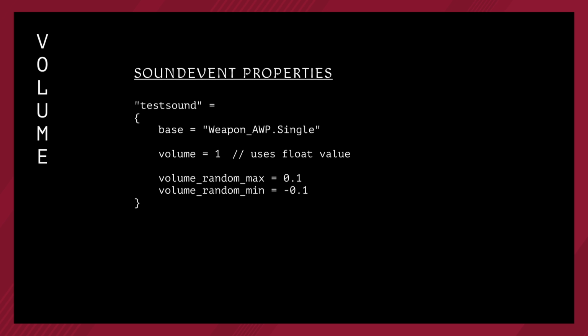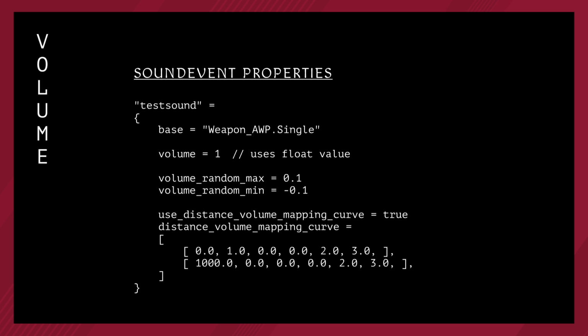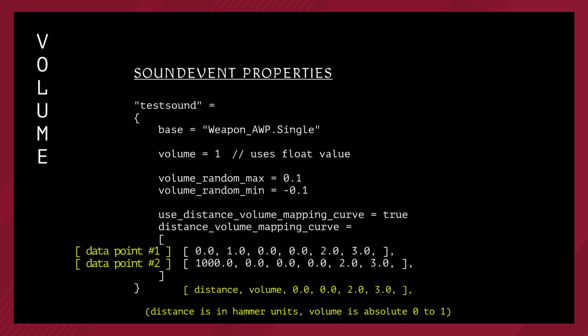The next property controls the relationship between distance and volume, so how far away your sound is audible. You need two properties for this, the distance volume mapping curve and the use distance volume mapping curve. So the mapping curve looks kind of complicated, but we're really just plotting data points on a graph. The first number is the distance, the next number is the volume. The next two numbers are 0, 0, and then 2 and 3.